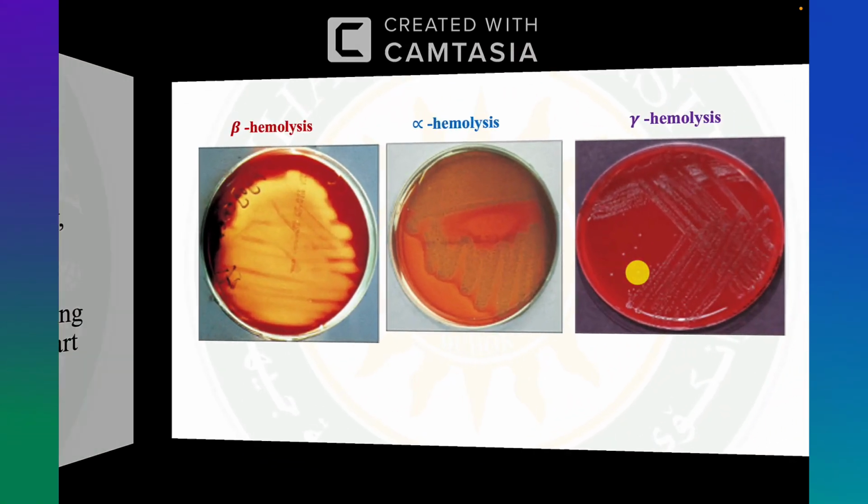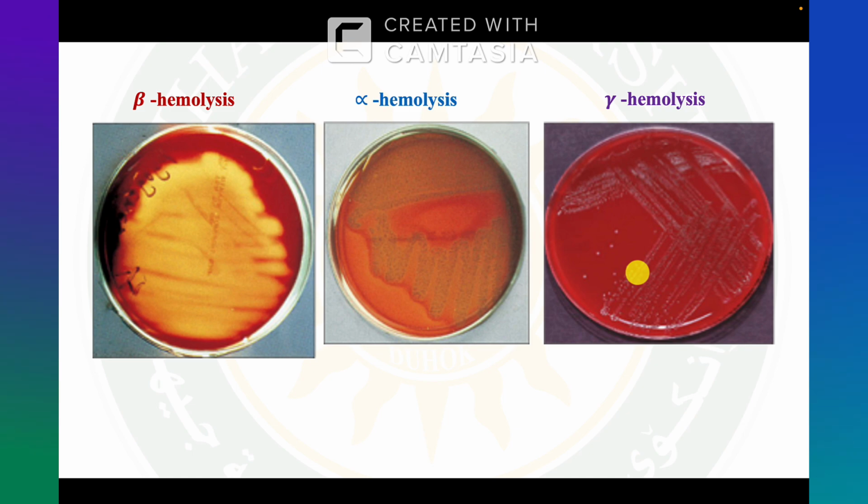Number 2, look, sorry, this is the beta hemolysis. I'm going to show you how it looks after you do the inoculation. This is the beta. And this is alpha hemolysis, greenish and incomplete around the colony. And this is gamma hemolysis. It just grows on the blood agar without any clearing zone or any hemolysis of the blood or RBC in the media.